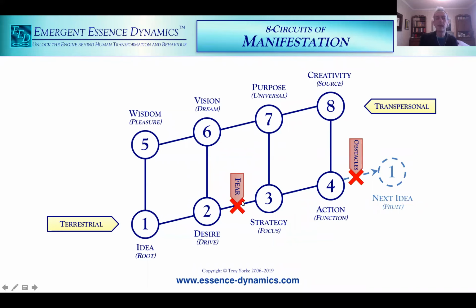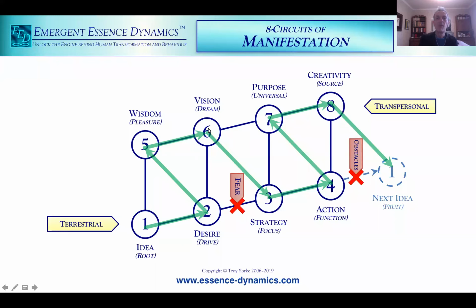So the way we get around fear and obstacles is we alternate circuits in a sort of zigzag pattern. Our idea starts from the root. We'll build investment in it, but before we move into strategy, we'll connect that desire with the pleasure circuit, so that this becomes pleasurable desire that can feed back to the idea and to the resilience. There we gain more wisdom, and we can use that wisdom to feed a higher vision of that idea, so that the idea goes beyond just terrestrial needs. This can go well beyond our imagination.